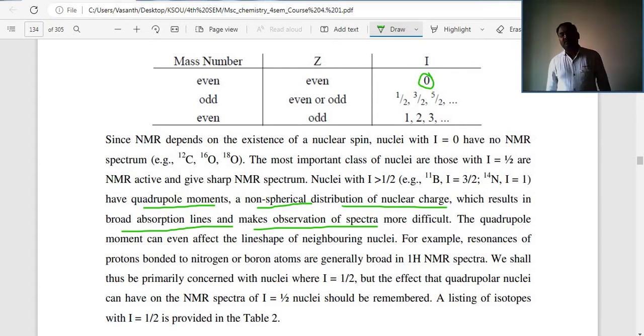For example, resonances of protons bonded to nitrogen or boron atoms are generally broad in proton NMR spectra. We shall thus be primarily concerned with nuclei where I is 1/2, but the effect that quadrupolar nuclei can have on the NMR spectra of I equal to 1/2 nuclei should be remembered.